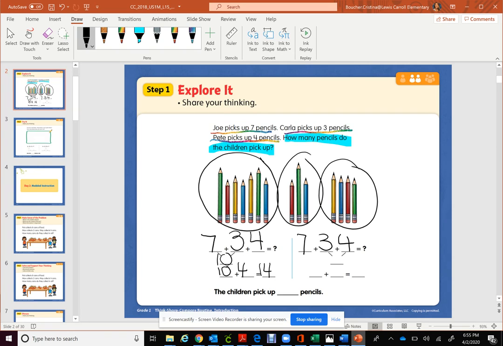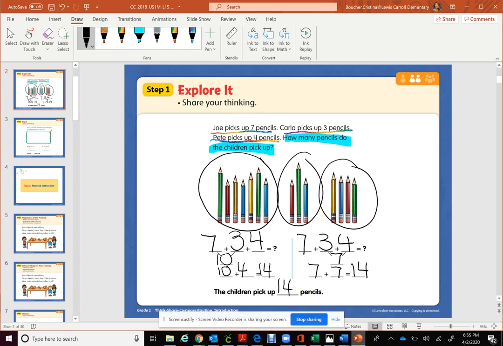Aha! My friends, did anyone see a double fact or a close double fact? I did. Well, I know that 3 and 4 are next to each other on a number line, so they're close doubles. If 3 plus 3 is 6, then 3 plus 4 equals 7. So I'm going to bring the 7 down, and I still need to add Joe's group. 7 plus 7 is another double. 14. Either way I do it, I get 14. The children pick up 14 pencils.